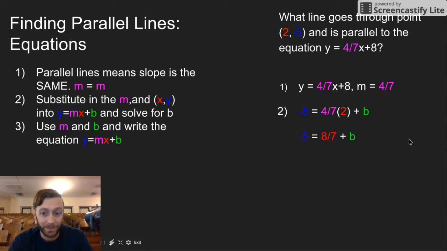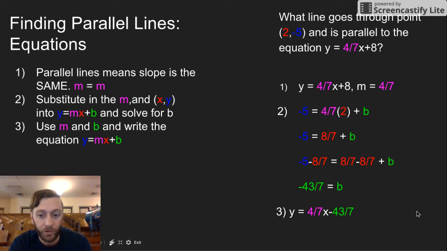So -5 equals 8/7 plus b. In order to get the b by itself, we need to subtract 8/7 from both sides. So we get -5 minus 8/7 equals 8/7 minus 8/7 plus b. Right? Giving me -43/7 equals b. And I can substitute that and my slope from step 1 into the equation, and I get y equals 4/7 x minus 43/7.